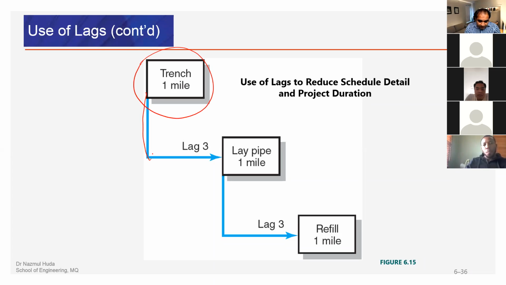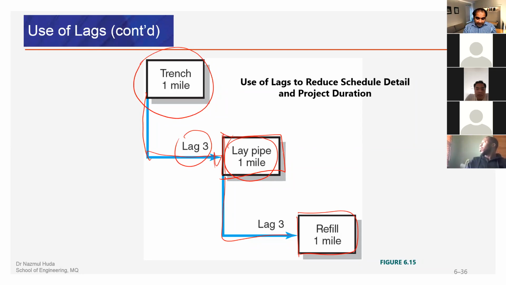This is a start lag of 3. Within 3 days, we'll start laying the pipe. Then in another 3 days, we'll start refilling. So use of lags to reduce the total duration of the project. So if we know the lag of 3 here, we start planning on the piping process. Is it clear?